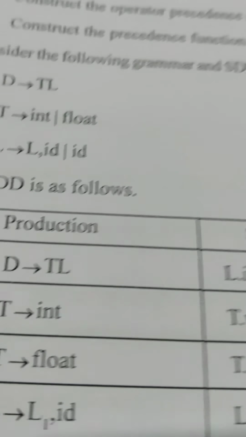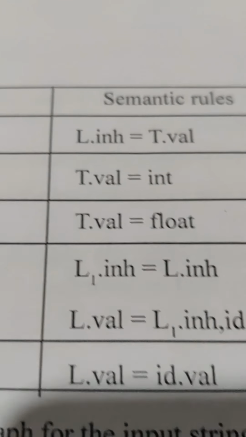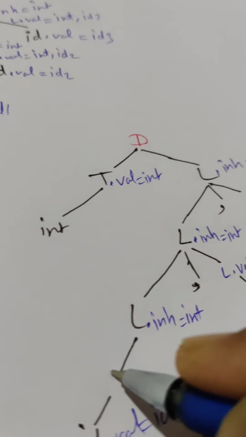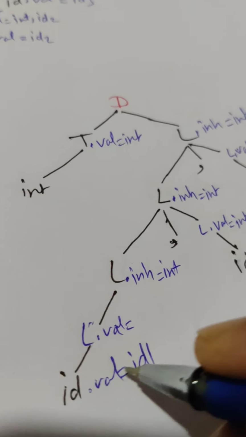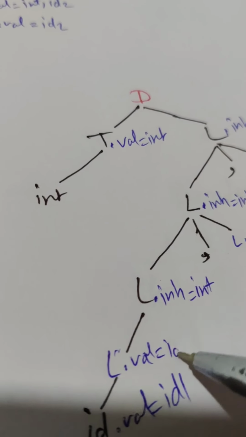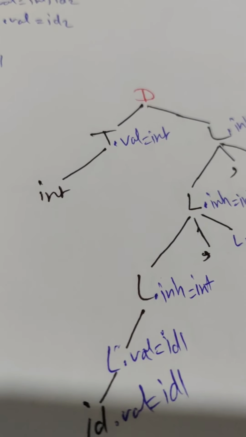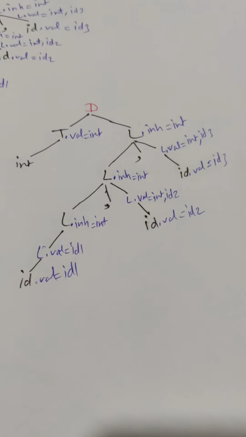Then for this you have to add one more node. For the L goes to ID rule, we have L dot val equal to ID dot val. So here we have to add L dot val equal to ID dot val, that's ID1. So here ID1 is the value. Okay, so that's our annotated parse tree.